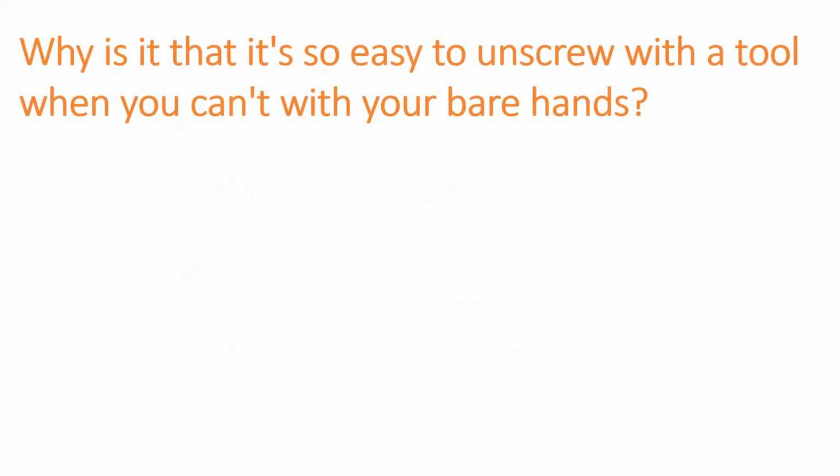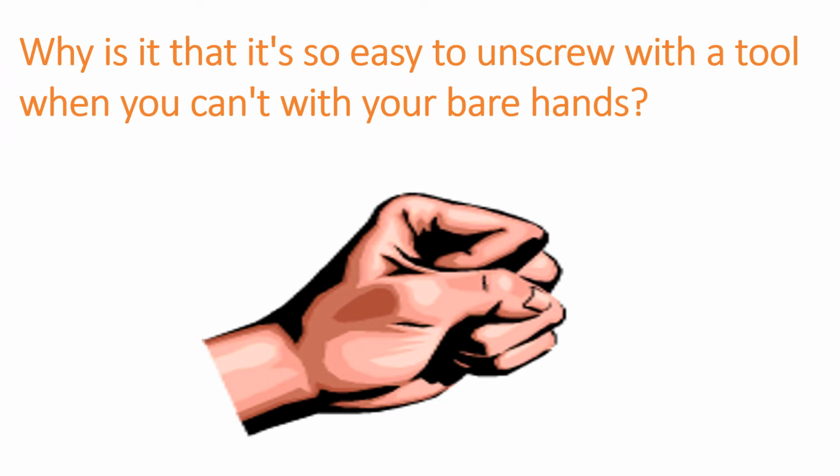Why is it that it's so easy to unscrew with a tool when you cannot with your bare hand? If you are making use of your bare hand and trying to remove it, it becomes very difficult and next to impossible to unscrew a screw from a wooden piece or from the wall. Okay, it is very tight. But if you're making use of a tool like a screwdriver or a wrench, it becomes much easier for you all to remove that screw from that particular surface. Now, why is it so?